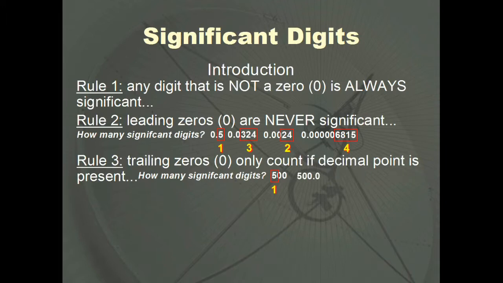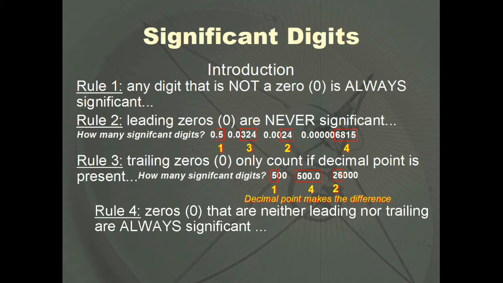But what if 500 has a decimal, like 500.0? Well, now there is a decimal present. Hence, I have 4 significant digits. Why? Well, the decimal point makes all the difference. Let's take another number. What about 26,000? There is no decimal point, hence my trailing zeros are non-significant, and I have only 2 significant digits.